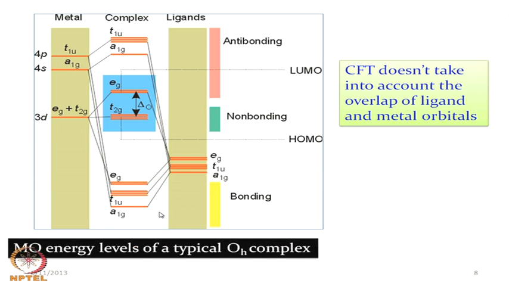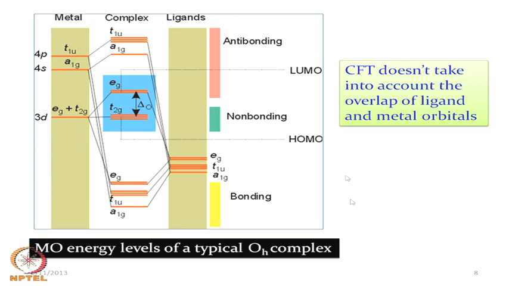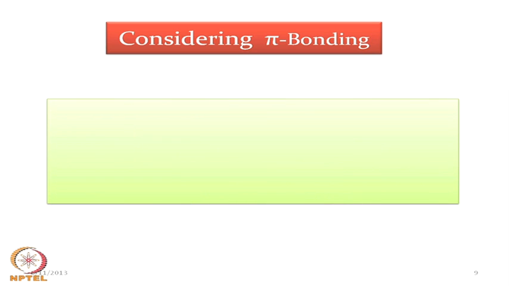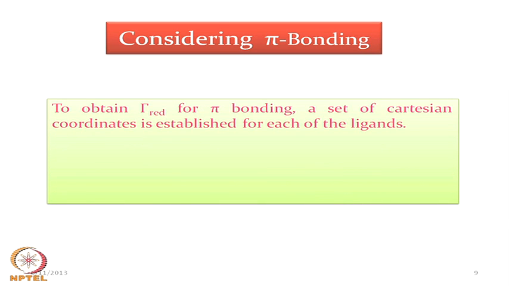This particular picture, the entire molecular orbital energy level diagram for a typical octahedral complex, can now explain the availability of these orbitals, how they interact with the ligand group orbitals, which are symmetry group orbitals, also known as SGOs, and how these energy levels are available for these different characters and properties. Next, in our next class, we will consider the pi bonding interactions.